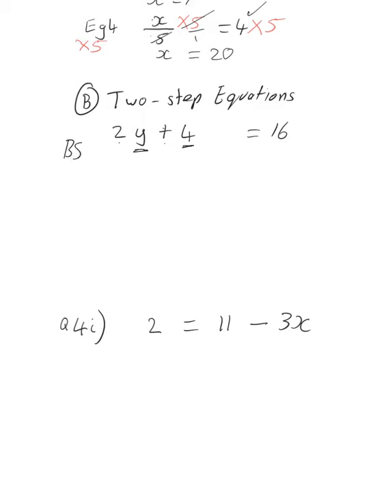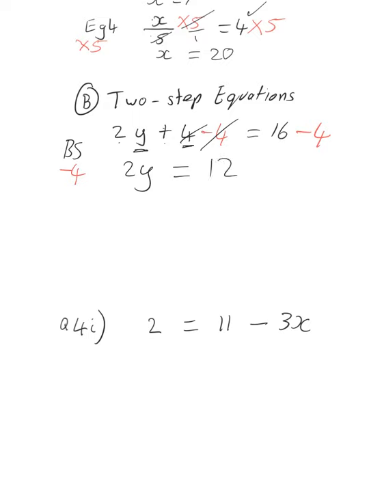Okay, again, looking back at our one-step equations, the inverse of plus 4 is to subtract 4. So that's what we do to both sides. Minus 4, minus 4. On the left-hand side, they cancel each other out, just like in our first example of one step. 2y equals 16 minus 4 is 12.